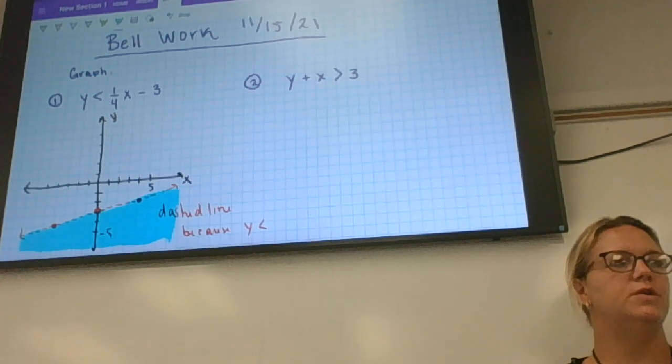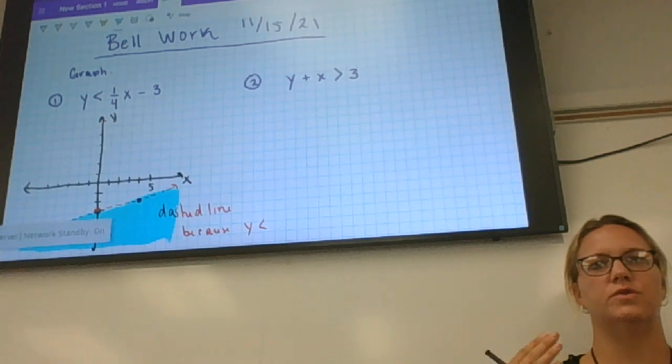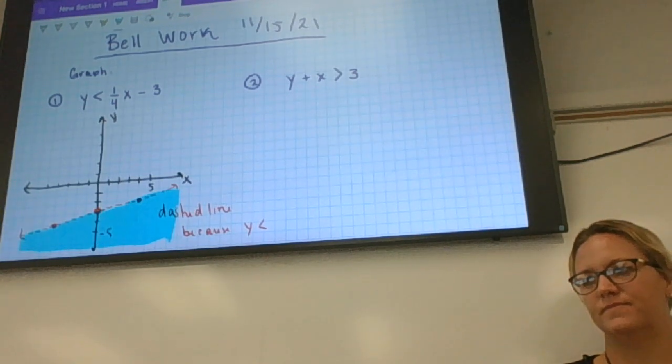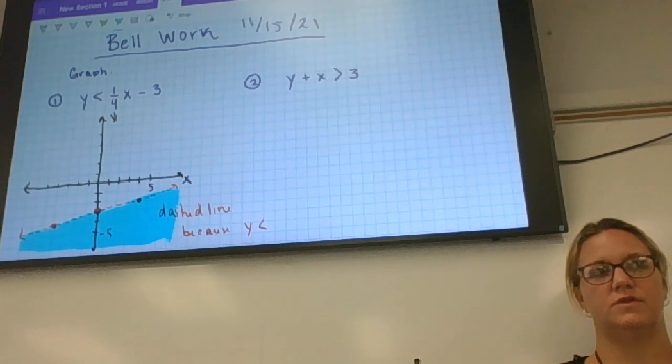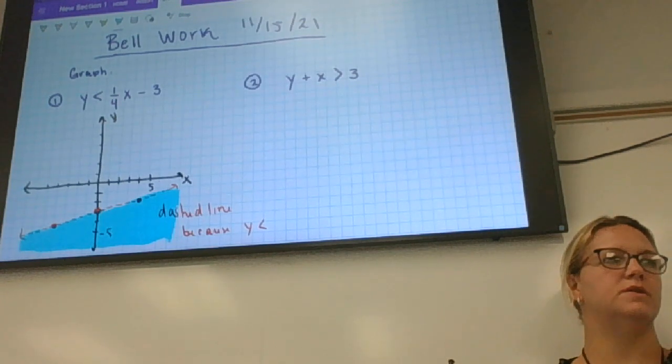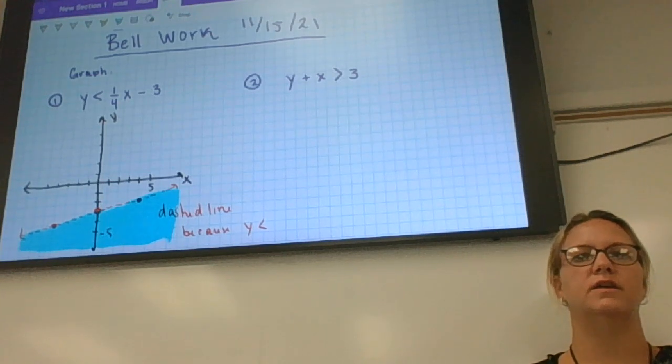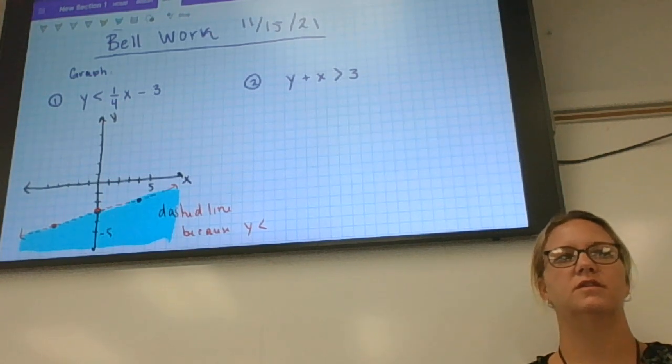So number 2 is not set up in the most ideal way. Y is not alone, so it's not in y equals mx plus b format. Y'all can put your devices away, everybody who has a device out.